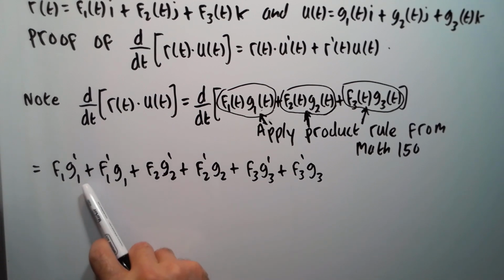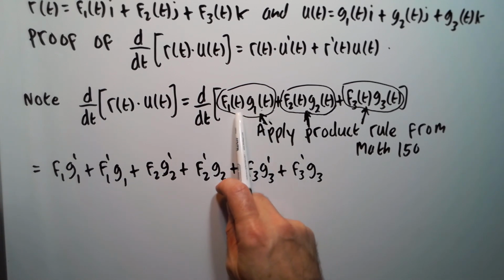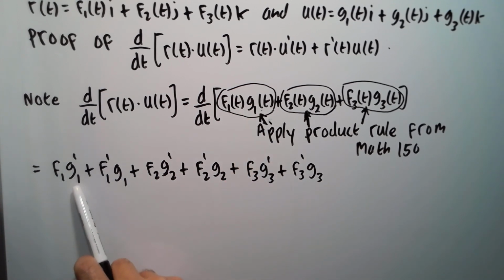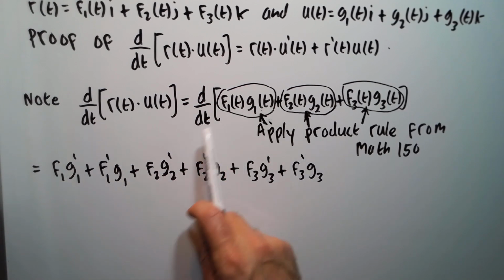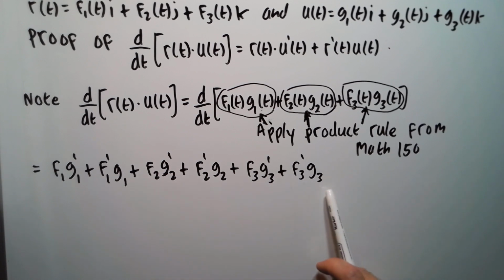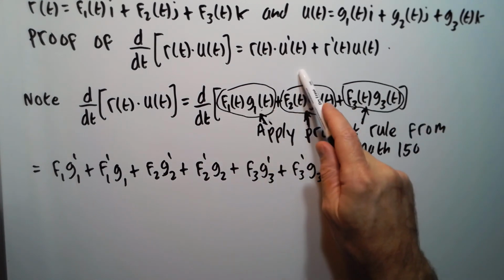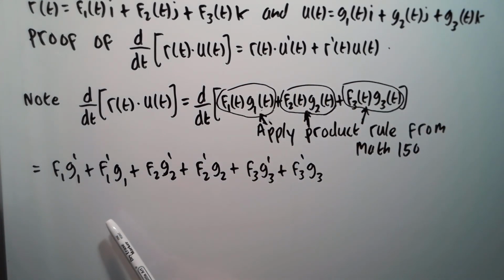I'm leaving off the t, like here at f1 of t, I'm just writing it as f1 for ease of notation. So the product rule on the first product here would be f1 times g1 prime plus f1 prime times g1. Then apply the product rule here and here. That's how I got these terms. Now I'm trying to prove this up here, so I have to make this look like this now. I'm going to rearrange some terms, so let me do that.